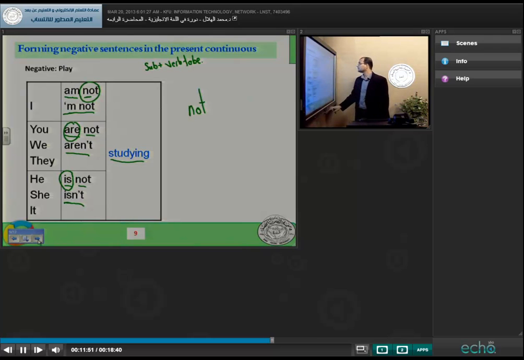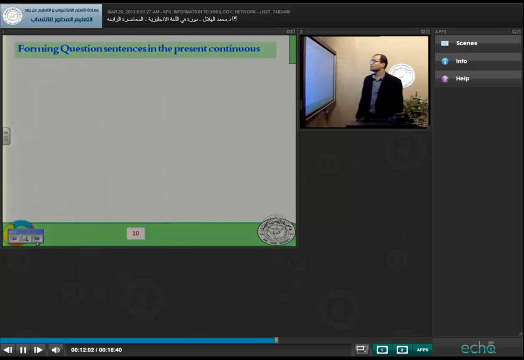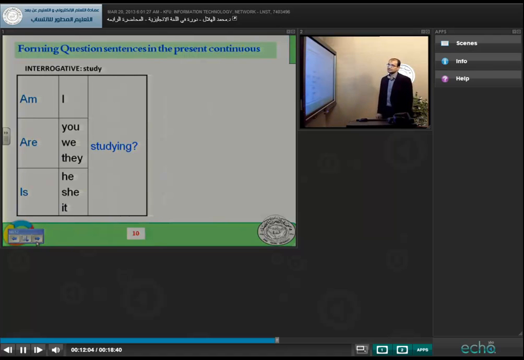After verb to be, you have the negation article not, then you continue the rest of the sentence. How about making sentences in the question? What we do in the question sentences or in the interrogative sentences, we reverse the subject and the verb.